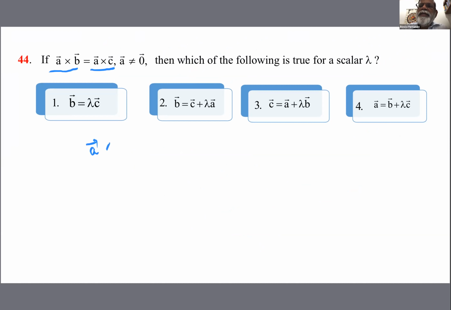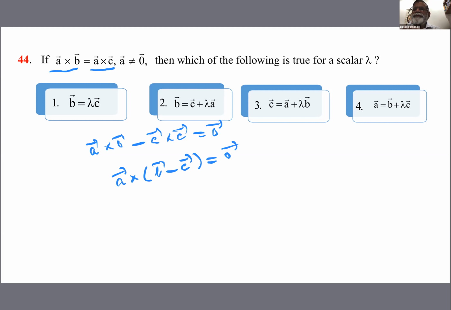So A cross B minus A cross C equal to 0 vector. So by distributive property, A cross (B minus C) equal to 0 vector. When the dot product of two vectors is 0, they are orthogonal vectors. When the cross product of two vectors is zero, they are collinear vectors. When they are collinear vectors, one vector is m times another vector or lambda times another vector.